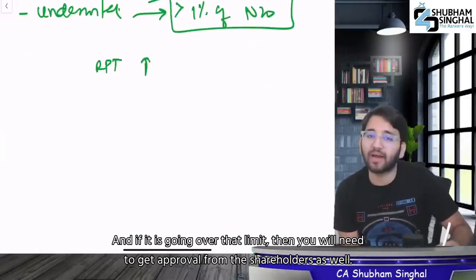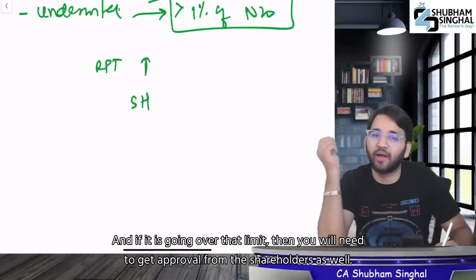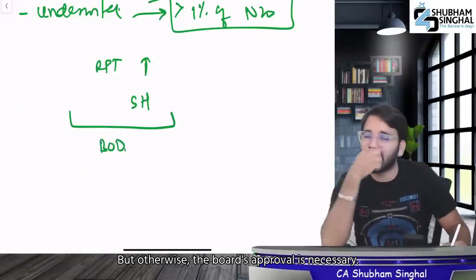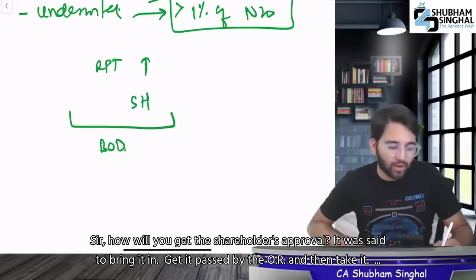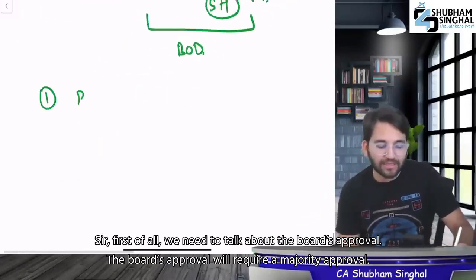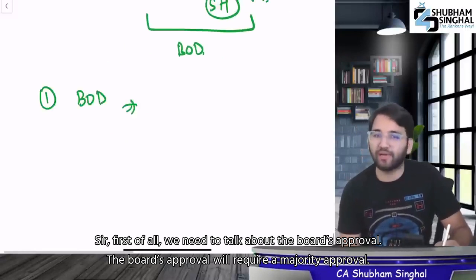Now if you're having a related party transaction and it's going over the limit, then you need to get approval of shareholders. But otherwise the board's approval is necessary. How will you get shareholders' approval? Law says to take it by passing the OR. First, let's talk about board's approval. The board's approval will be a majority approval.